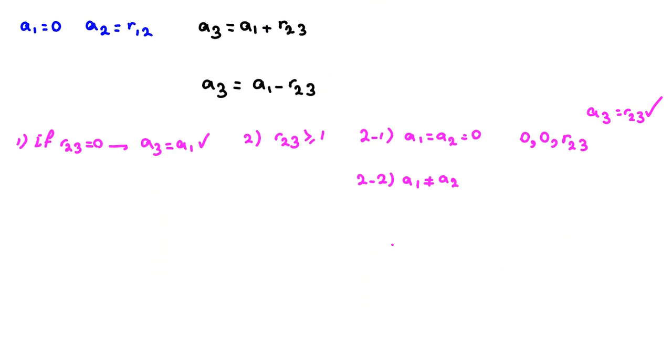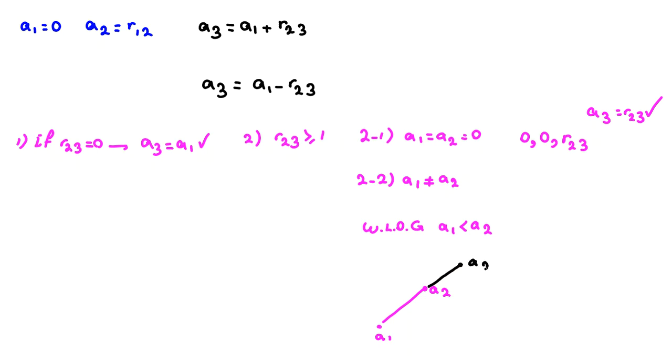Now, we have two cases. Again, without loss of generality, you will see they are the same. Suppose A1 is less than A2. So A1 is here, A2 is here, and again, without loss of generality, we can also consider R23 positive. I'm sorry, R23 is always greater than or equal to 0 because the problem says maximum minus minimum.